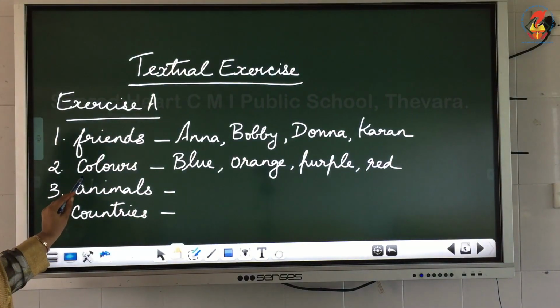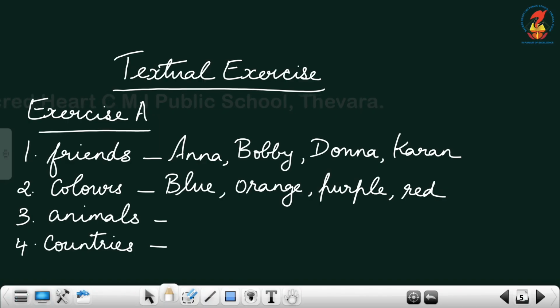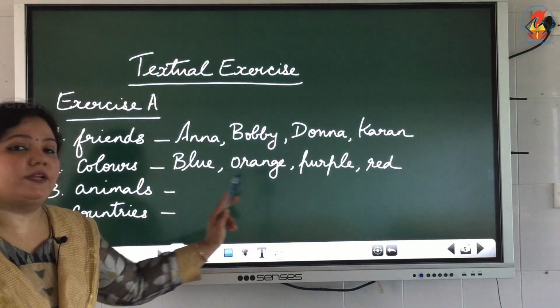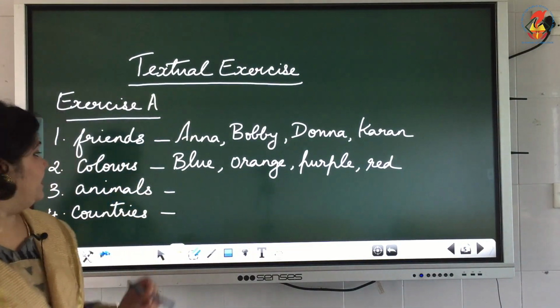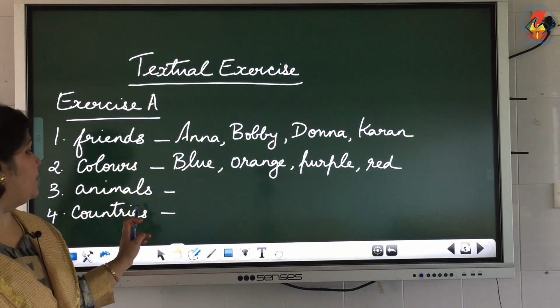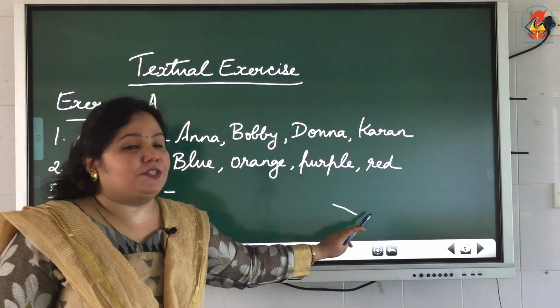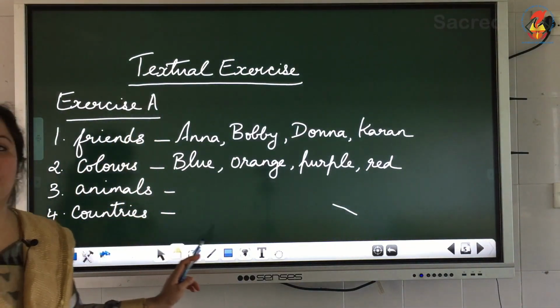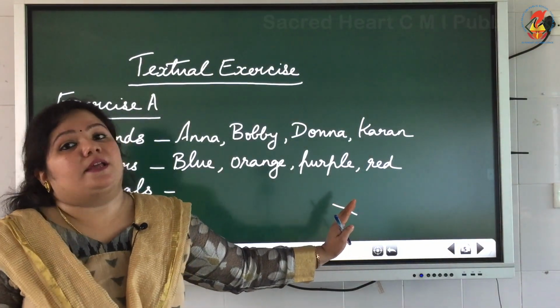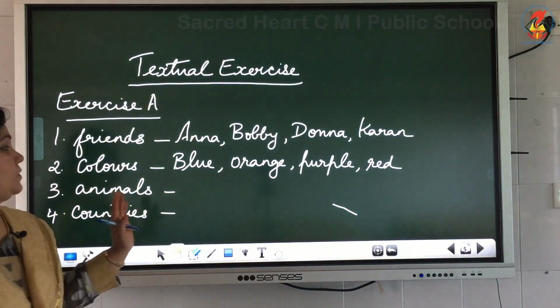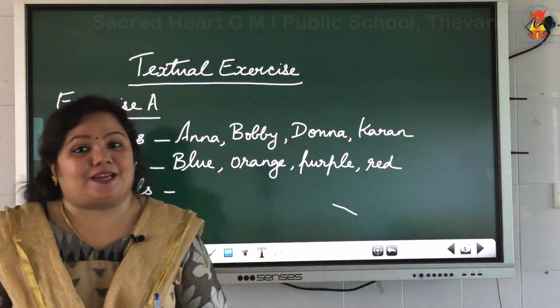And the second word over here is colors. So again colors I have mentioned according to the alphabets. So blue, orange, purple and red. Whichever colors you like, you can write it, provided you write it in the alphabetical order. Similarly, the next word, that is animals, that you are supposed to write, children, and countries. The next word, you can write the name of countries, but then in the alphabetical order. Similarly, animals also. So you are going to do these exercises, alright?